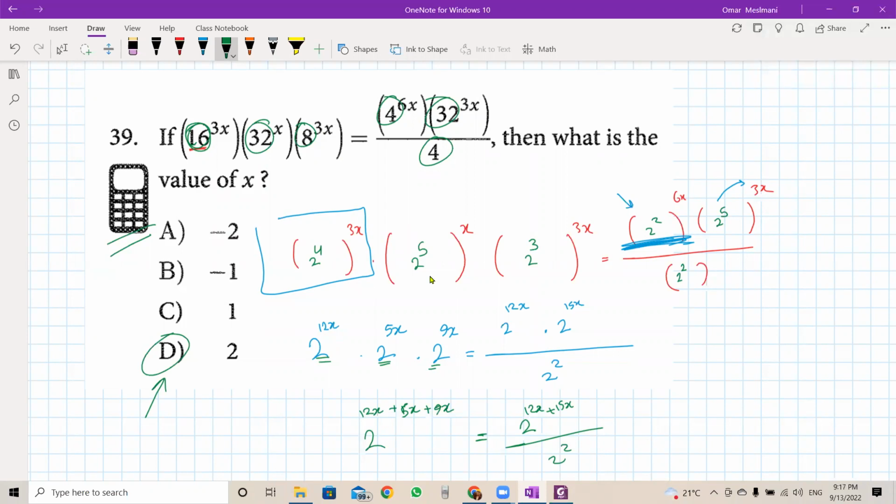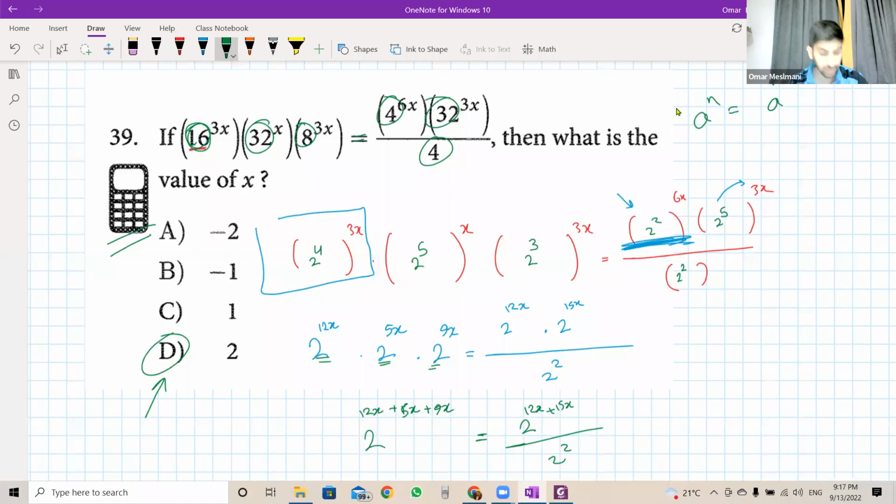Listen, once I see an equation, the only rule that I have is a^n = a^n. Now I know that the left side and the right side have to be the same base. Do I have them the same base? No. So I'm going to make the same base. Obviously I have an 8, 16, 32 and 4. All of them are multiples of 2, so I'm able to change them to base 2.